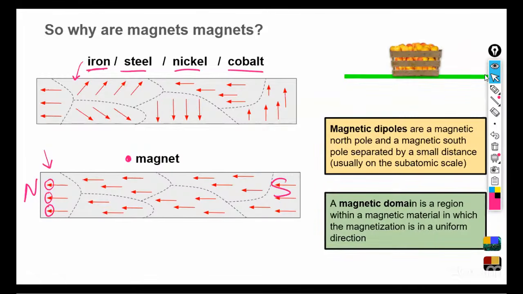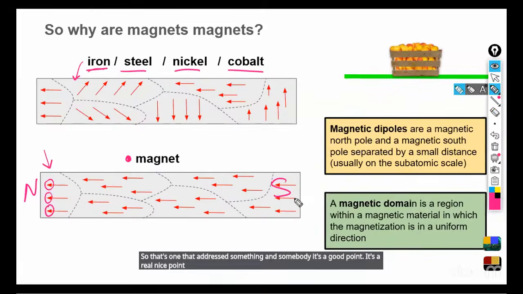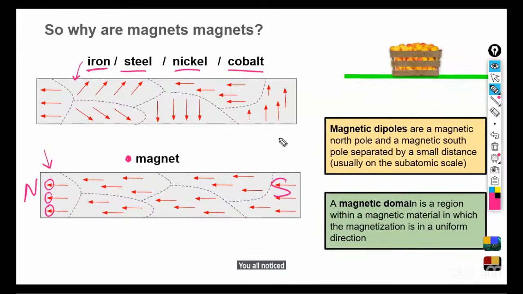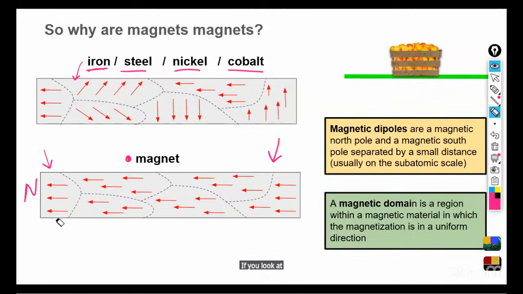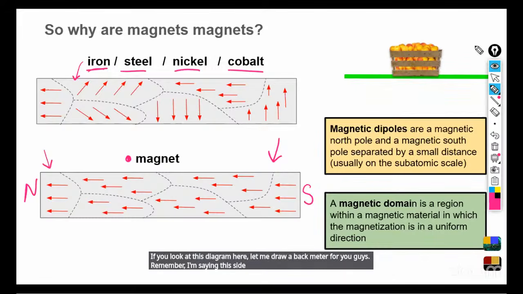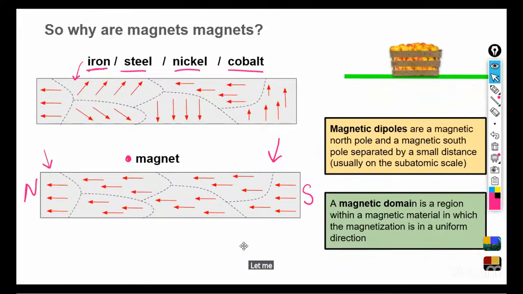Right. So that one addressed something. And somebody made a good point, a real nice point. You all notice that in this diagram, look at the diagram underneath. I said that magnetic field lines, or the arrows, are supposed to go from what? North to south. If you look at this diagram here, let me draw it back neater for you guys. Remember, I'm saying this side is south, right? Let me get this on the recording. It's a real good question.